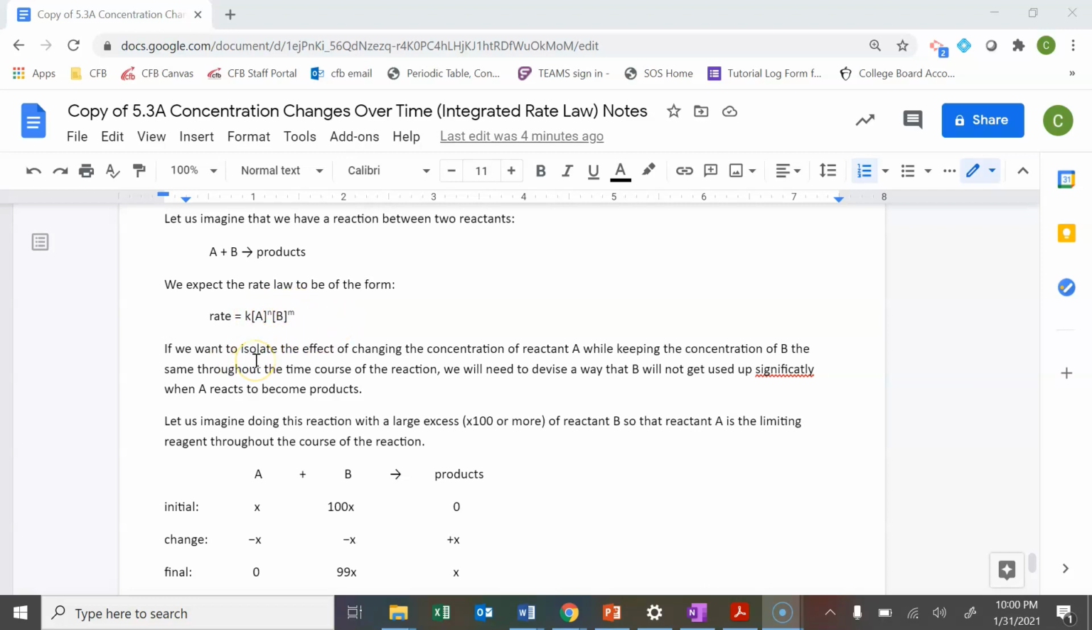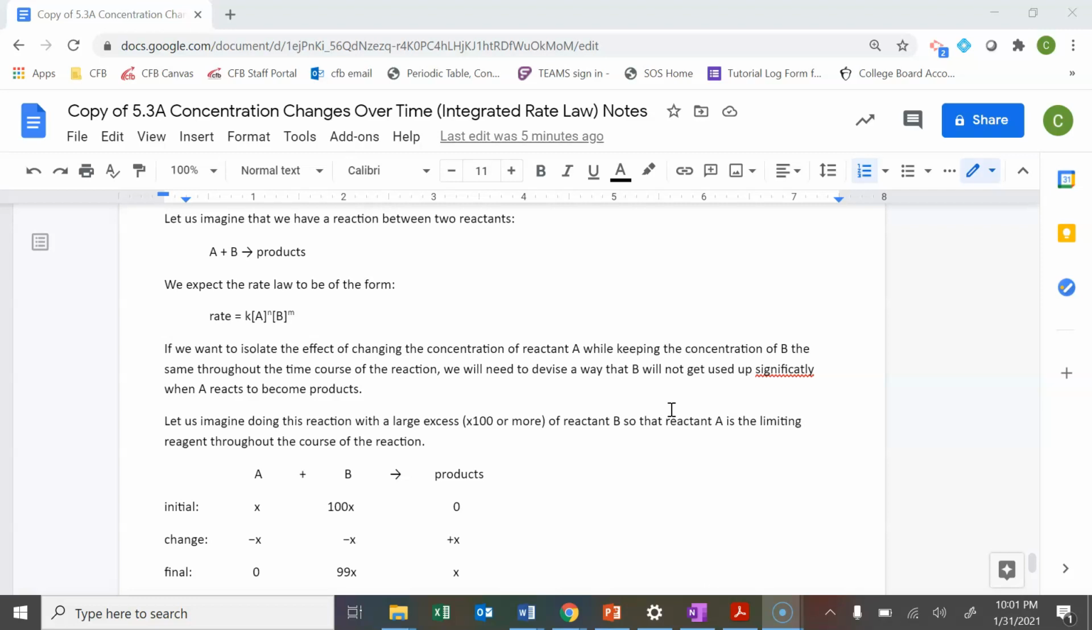If we want to isolate the effect of changing the concentration of reactant A, I just want to focus on reactant A and understand its kinetics while keeping the concentration of B pretty much the same throughout the time of the reaction. We'll need to devise a way that the concentration of B won't be changed significantly. So it won't be used up significantly when A reacts to become products.